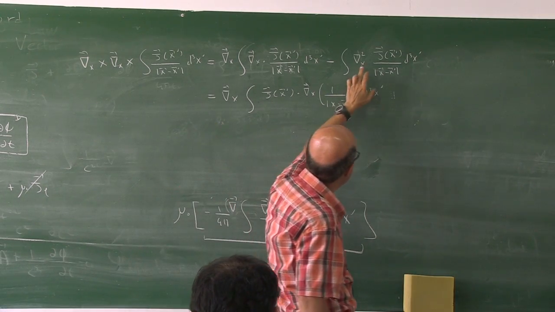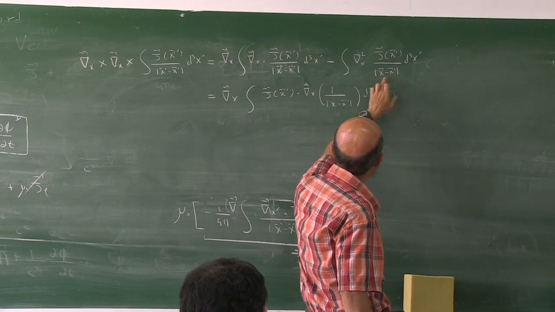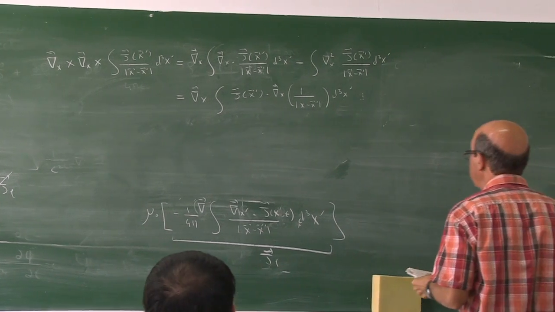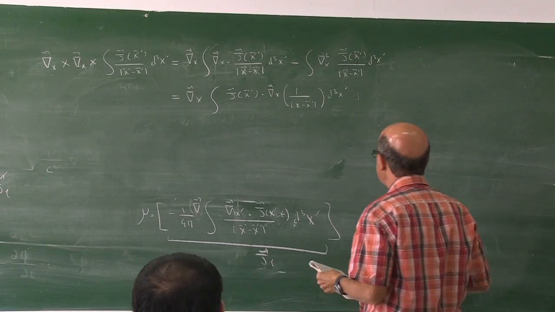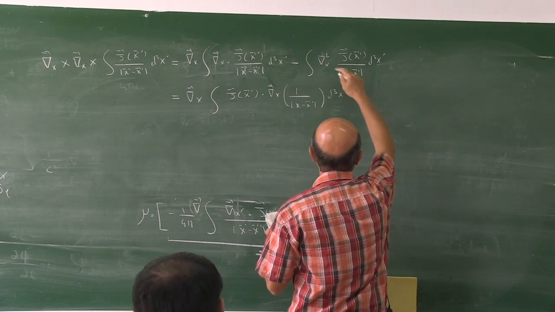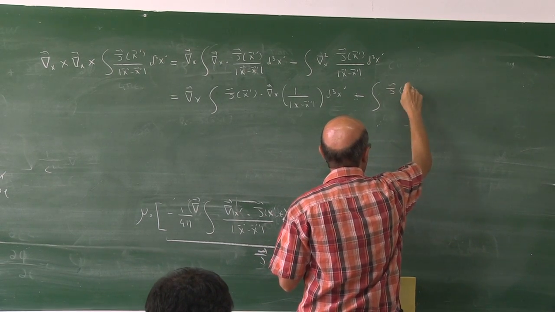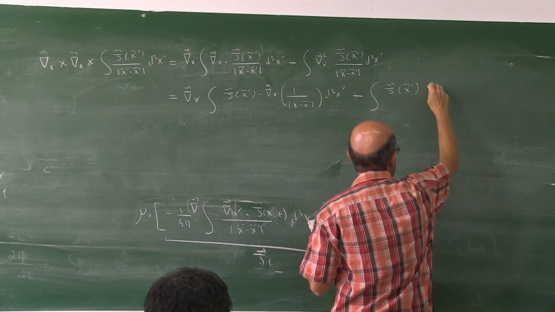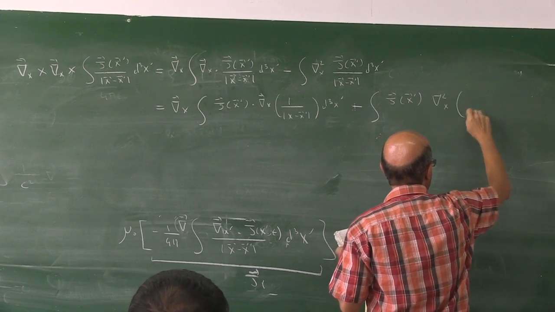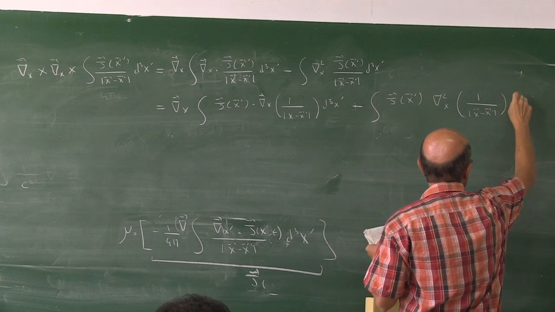And if you look here, this Laplacian doesn't see the current density because it is dependent on x prime, and this becomes Laplacian times 1 over x minus x prime. So this term is equal to current density times Laplacian with respect to x of 1 over x minus x prime d cube x prime.